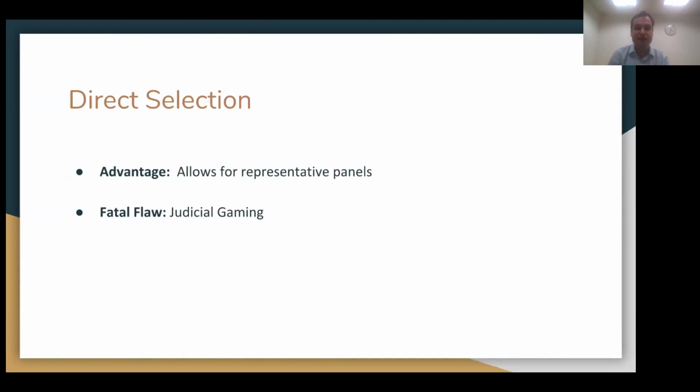The advantage of the direct selection method is that it does allow for representative panels if the Chief Justice selects that way. But the disadvantage, and what I call this fatal flaw, is judicial gaming or panel manipulation. There's nothing to stop the Chief Justice of Canada from selecting for a panel that reflects his or her own policy views, but doesn't reflect the views of the appellate body as a whole.